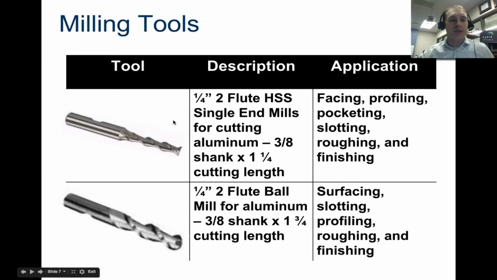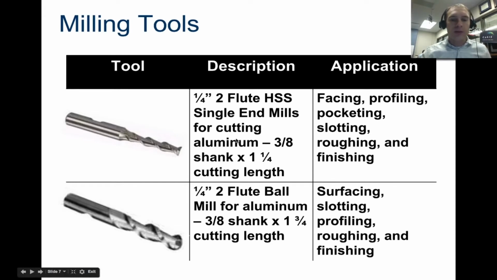So here's some examples of some tools. This is a 1/4 inch, two flute, HSS, which means high speed steel, single end mill, and it's used for cutting aluminum. It has a 3/8 inch shank, which is this piece down here, and a 1 1/4 inch cutting length. And that's important because if I have this bit here and I want to cut 2 inches down into something, maybe I'm trying to cut this direction and I'm trying to cut this deep, I can't do it because the shank length is not long enough. So knowing the shank length and how deep you want to cut is important. Then this other one here is a 1/4 inch, two flute ball mill.